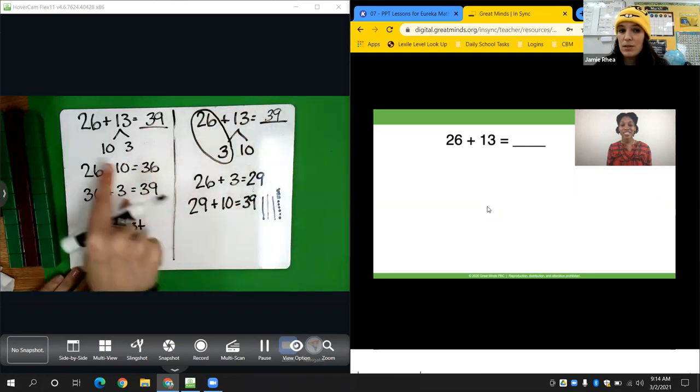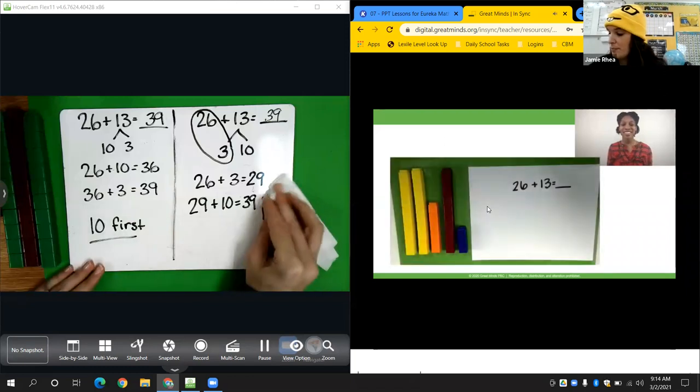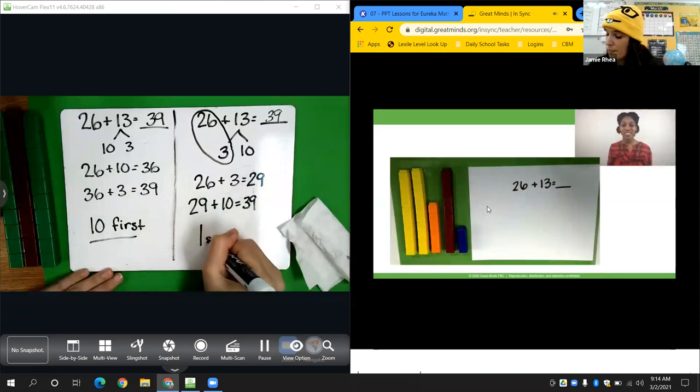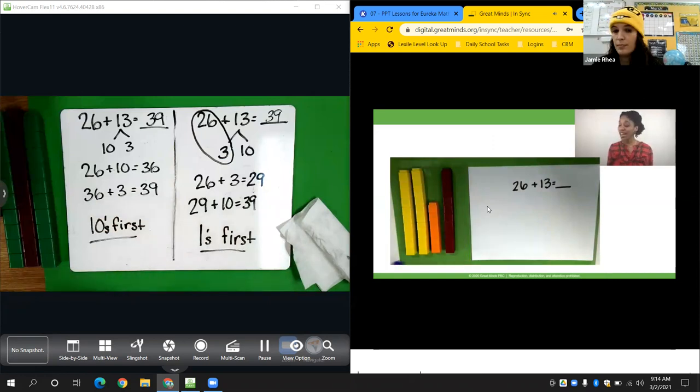We still had our 10 and our 3, but look, we added differently. It's okay if you didn't get a chance to finish. Here, I have represented 26 and 13. As mathematicians, this time, we want to add the ones first. Watch as I add my ones to 26. Mathematicians, what's 26 plus 3? 29. I think I heard you say 29.